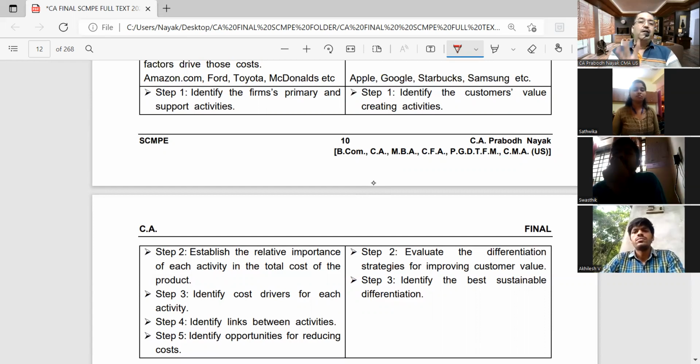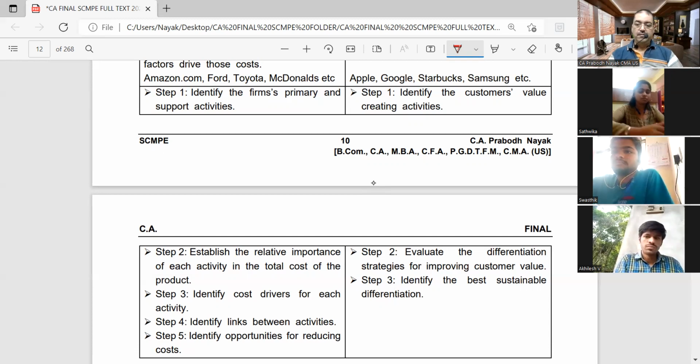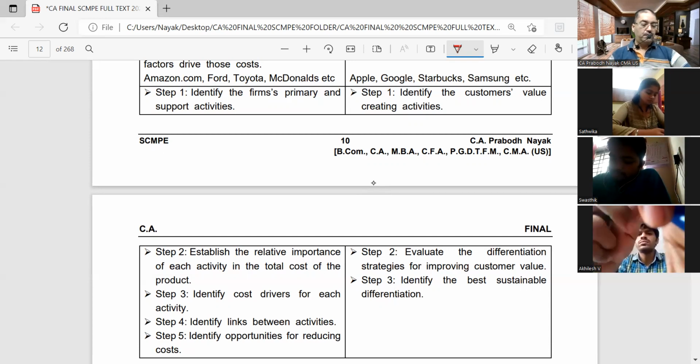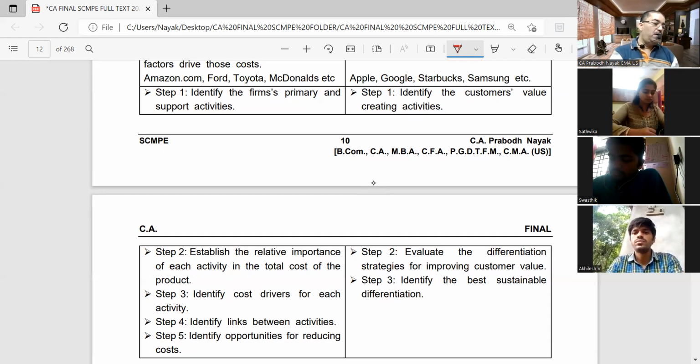Okay, so these are the 2 steps now. Now what I'm going to do is I'm going to make you write down in detail all these 5 steps of cost advantage, and in detail all the 3 steps of differentiation advantage. Okay, so open your notebook. Let us write down. Give the heading cost advantage. Okay, you have written cost advantage.